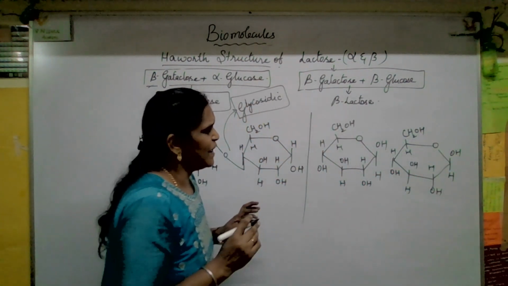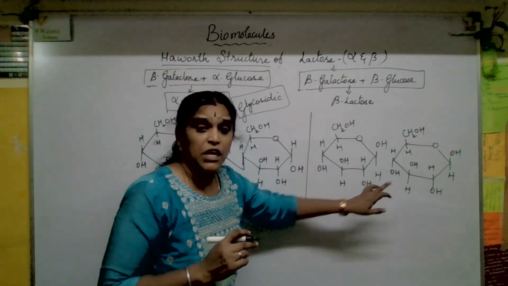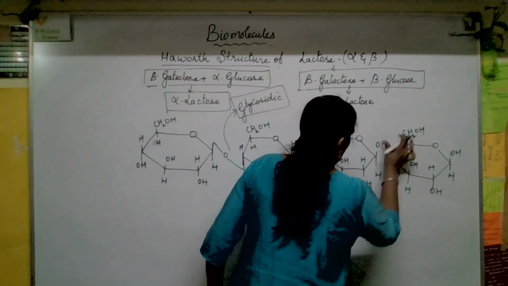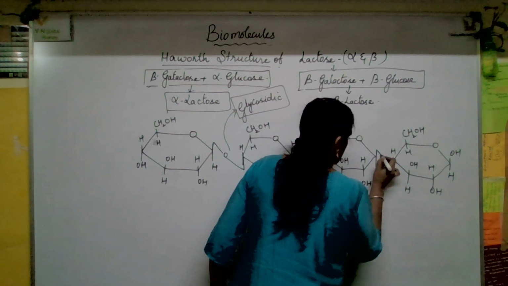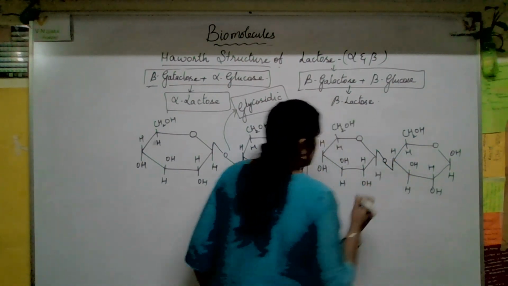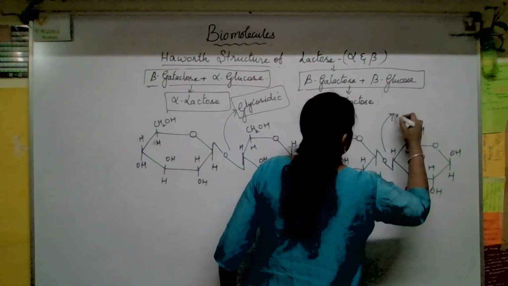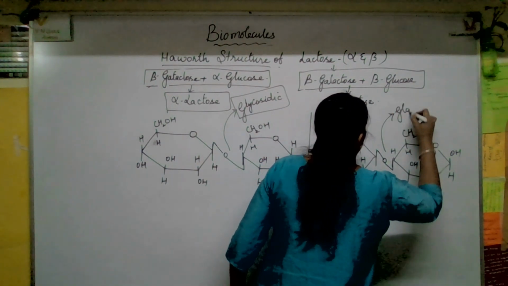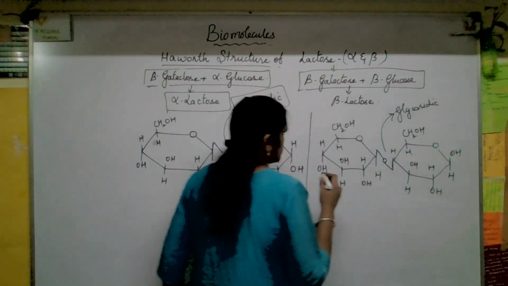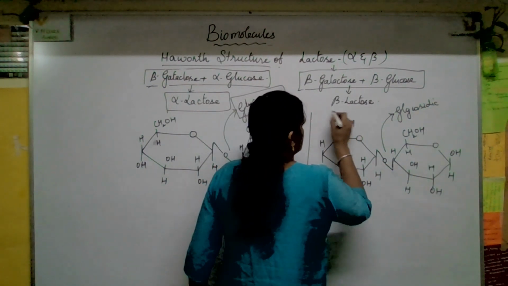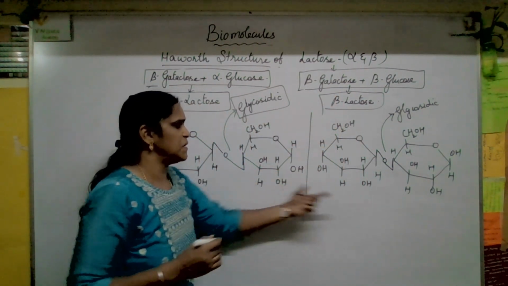Now, is it possible that I get the linkage oxygen here? No, it's not possible. Only this cross linkage will be there with that oxygen, here like this. Hope you're clear with that. So what is that linkage? This is glycosidic. Please don't forget to put that glycosidic linkage. And this is beta lactose. This is alpha lactose and beta lactose.